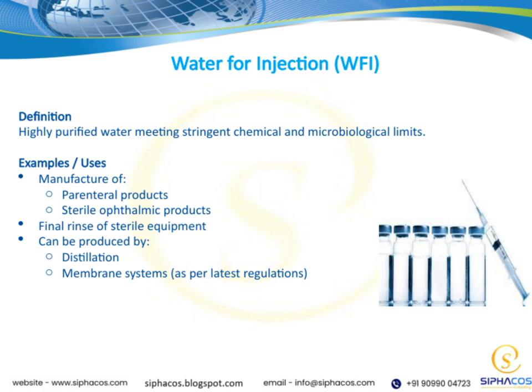As for how we produce this highly purified water, there are a couple of common methods. One traditional method is distillation, where water is boiled, and the steam is collected and condensed, removing impurities. The other modern approach, especially as per the latest regulations, involves membrane systems such as reverse osmosis or ultrafiltration, which efficiently remove contaminants while complying with regulatory standards. These processes are crucial in maintaining the quality and safety of pharmaceutical products, aligning with our overall goal of ensuring patient safety and product integrity.